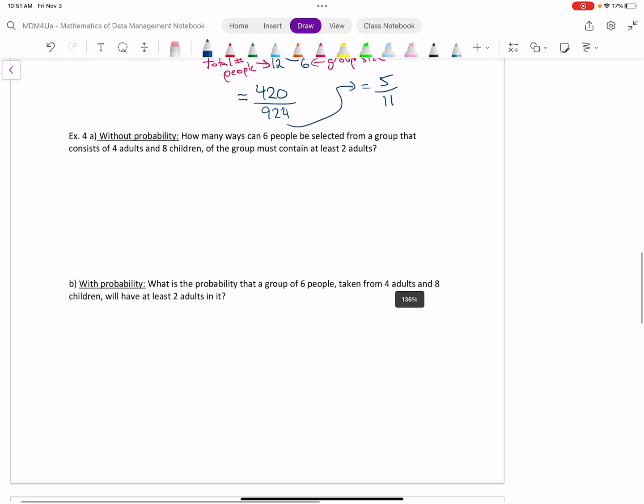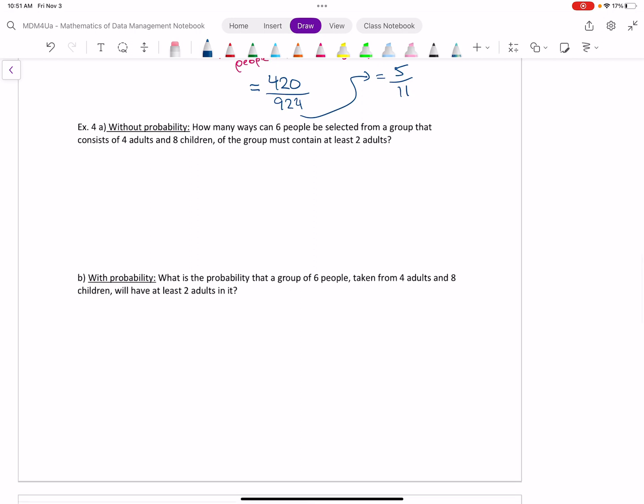Okay, the next one is kind of an extension on just that. It says, again without probability, how many ways can 6 people be selected from a group of 4 adults and 6 children, if it must contain at least 2 adults? So if it's at least, that means you could have 2, you could have 3, you could have 4, and it maxes out at 4 only because there are just 4 adults available. So what we need is the number of 2 plus the number of 3 plus the number of 4, because it's 2 or 3 or 4.